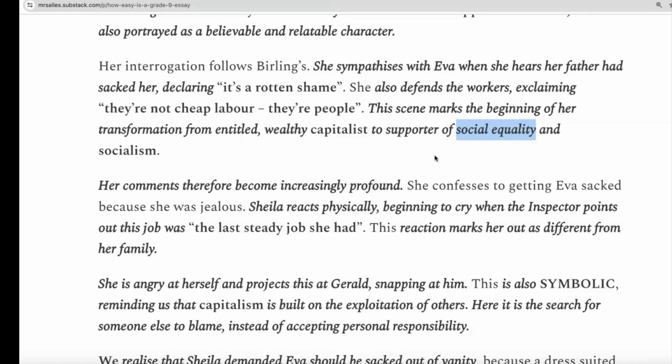So it's very easy to do once you get into that habit, and as you can see, it's impossible then to write about the context without writing about the writer's ideas. And obviously, the writer's ideas here are to promote socialism.